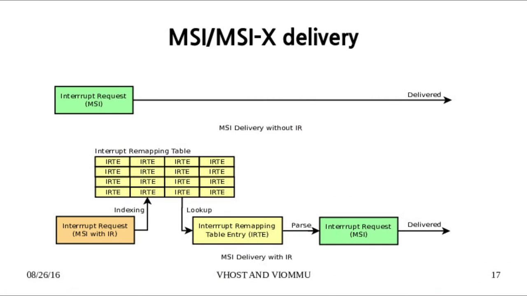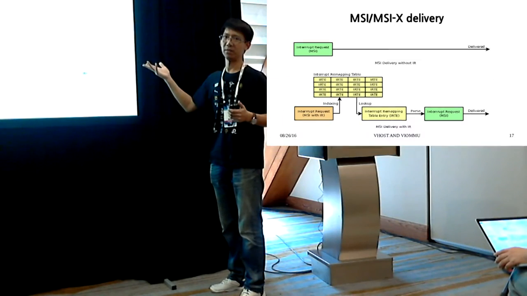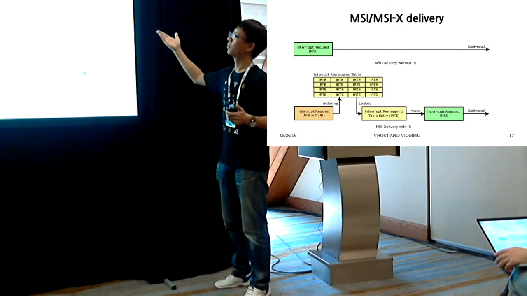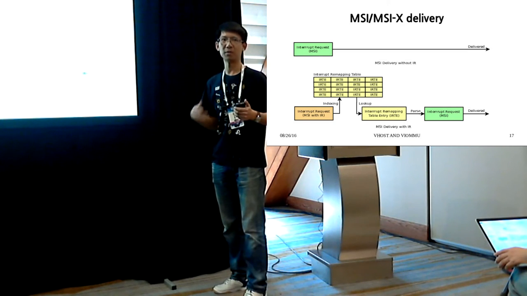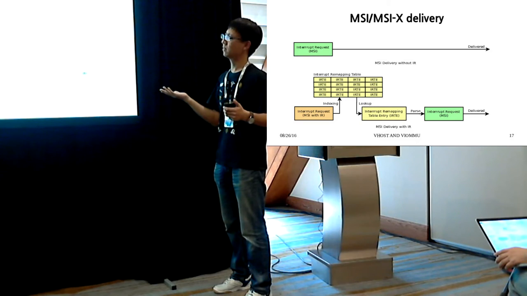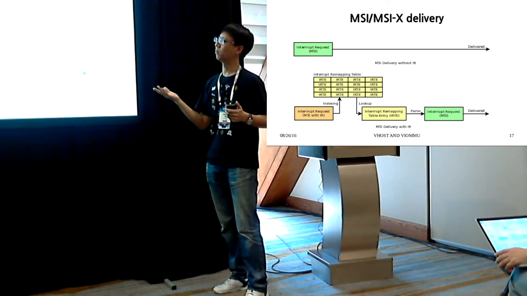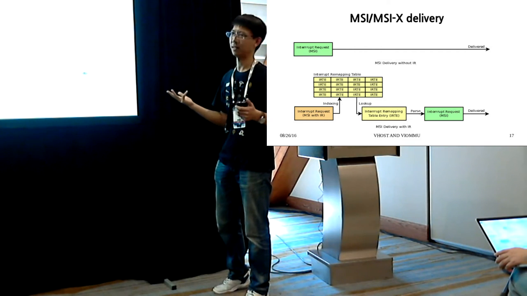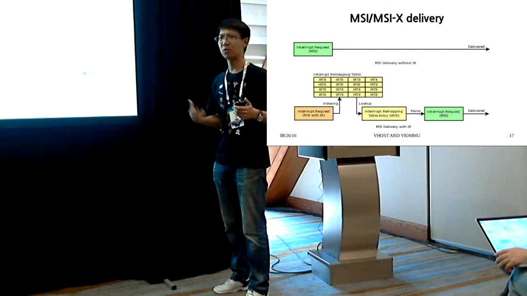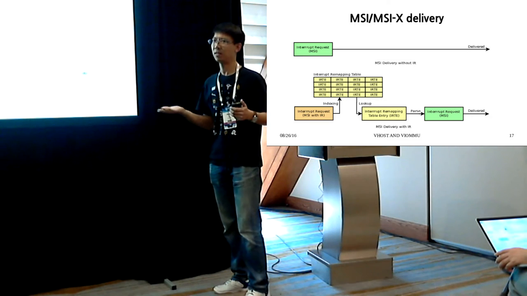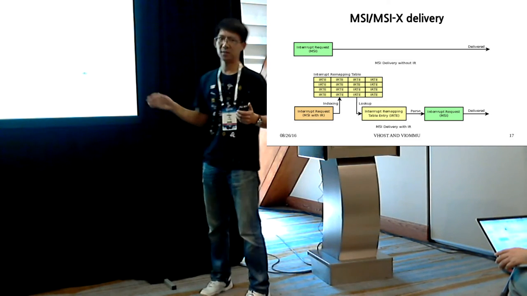I will take one example of MSI delivery in this case, before and after interrupt remapping. Before that, things are quite simple. I think most of the people would know that MSI is something that is just we write some specific data to a specific address, right? It's a memory write, and the address would be possibly something like 0xFEE or something. It's a very specific address.